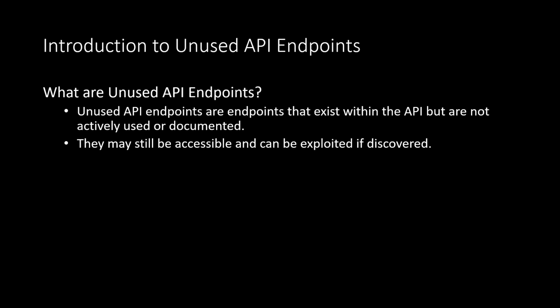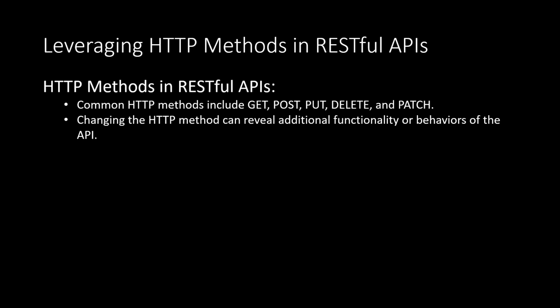manipulate the application's behavior. RESTful APIs use different HTTP methods to perform various actions on resources. Common HTTP methods include GET, POST, PUT, DELETE, and PATCH. By changing the HTTP method of a request, you can potentially reveal additional functionalities or behaviors of the API that are not immediately obvious. This technique is useful for discovering hidden or unused endpoints.